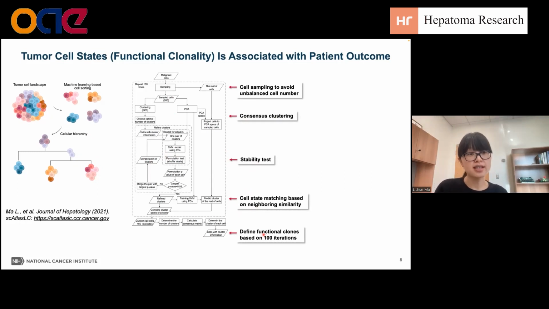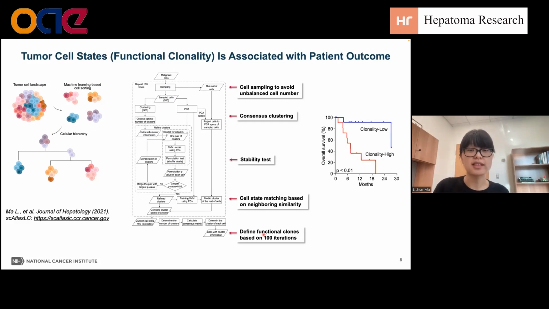By using this strategy, we identified functional clones within each tumor, and consistently we found that patients with tumors with a high clone number had a much shorter survival than patients with a lower functional clone number. This further suggested a link between tumor functional clonality and patient prognosis.